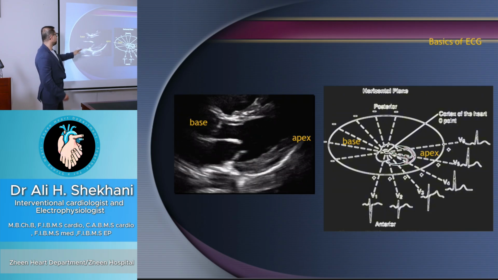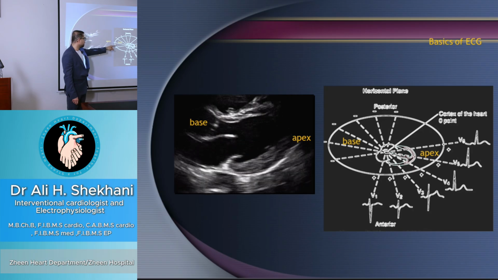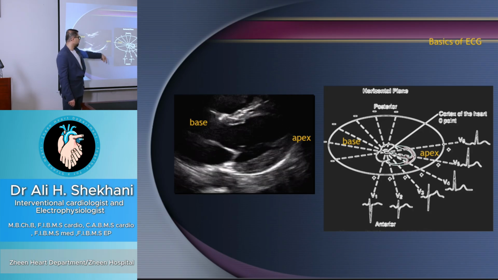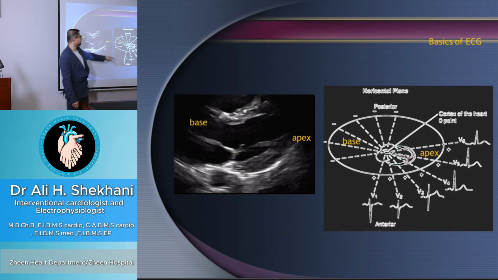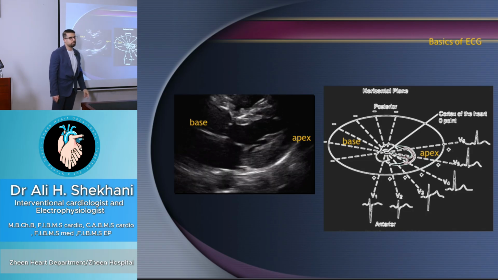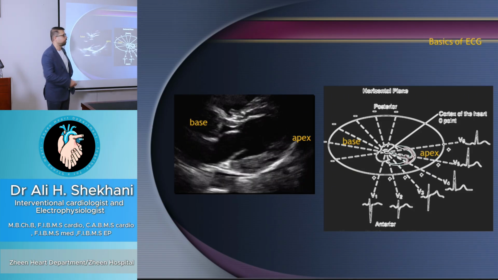In the horizontal plane, this is the base of the heart, this is the apex of the heart. And usually if you put ECG leads, V1 and V2 are expected to represent the base of the heart, while V5 and V6 represent the apex of the heart, and V3 and V4 are in between.